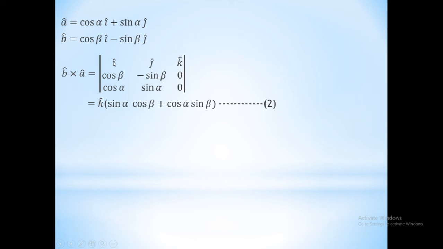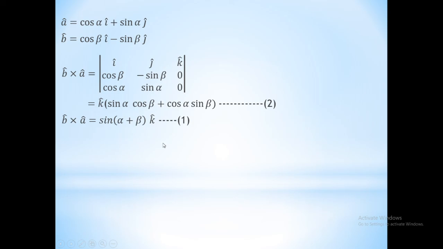So k cap. Leaving this row and this column, take this particular determinant and multiply these two terms. So sin alpha cos beta, plus, multiply these two terms and change the sign. When I multiply these two, it becomes minus cos alpha sin beta. When I change the sign, it becomes plus. Can you understand? Multiply these two terms and write, then multiply these two terms, change the sign and write. So minus cos alpha sin beta, when I change the sign, it is plus cos alpha sin beta. Consider this as equation 2.